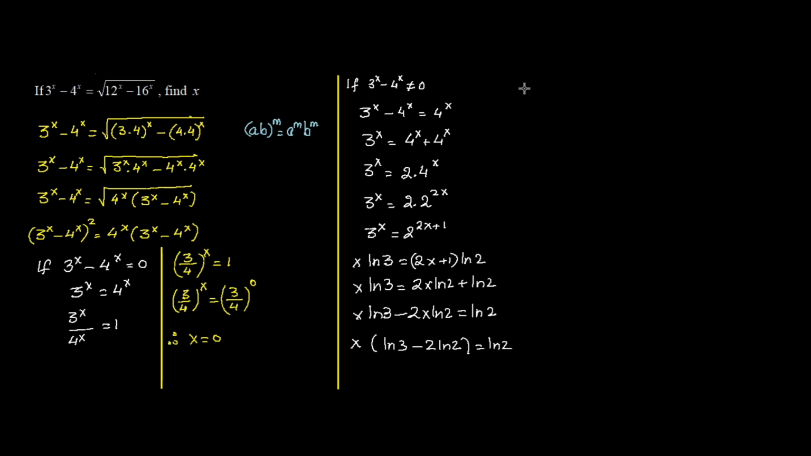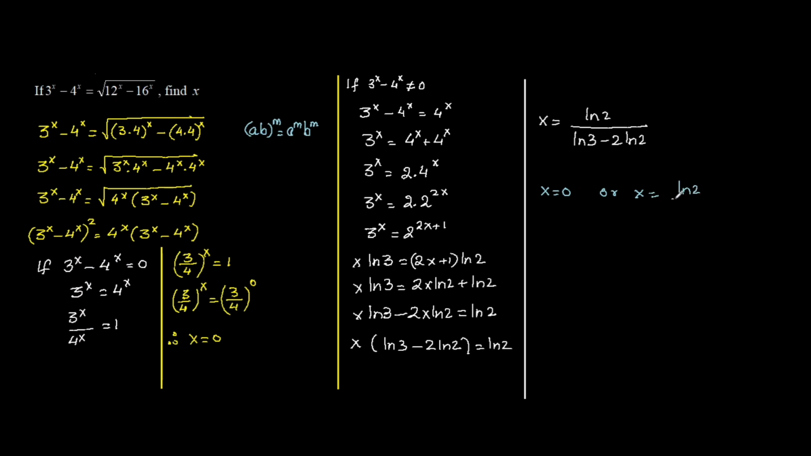Now dividing both sides by (ln 3 minus 2 ln 2), we get x equals ln 2 over (ln 3 minus 2 ln 2), which, if you want, you may use your calculator to approximate the value. Otherwise, you may leave it this way itself. So at the end, we have two values of x. Either x is equal to 0 or x is equal to ln 2 over (ln 3 minus 2 ln 2).